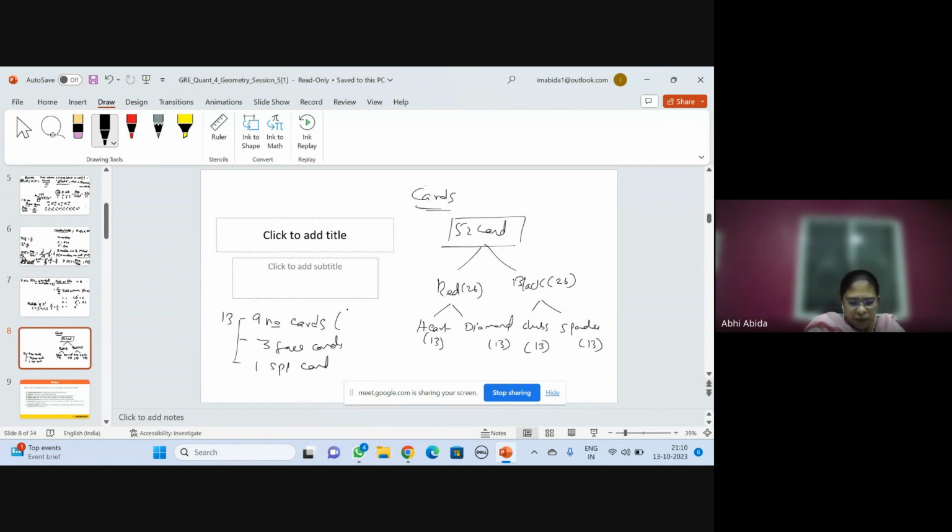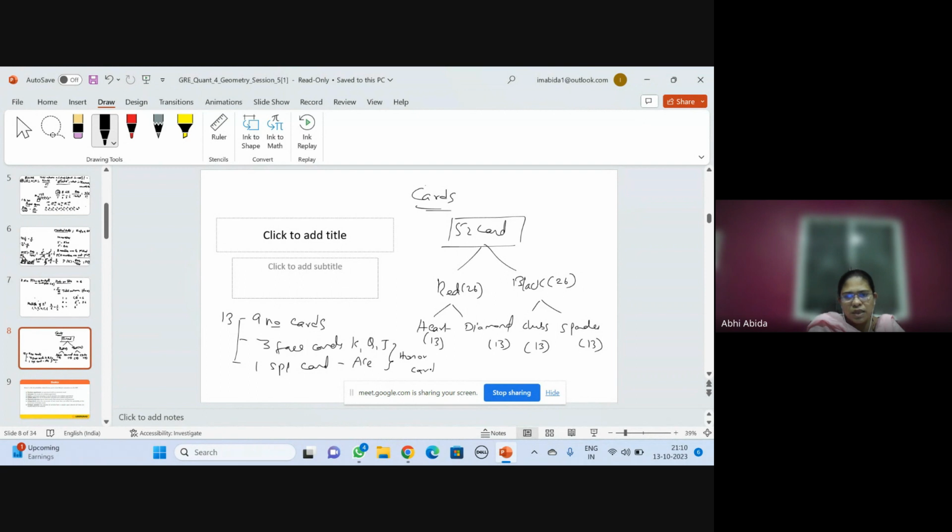What are these 9 number cards? The number cards, numbering 9. And the next 3 face cards, in the sense K, Q, and J, are the face cards. The special card will be the ace card. Now, combined, these cards are called honor cards.